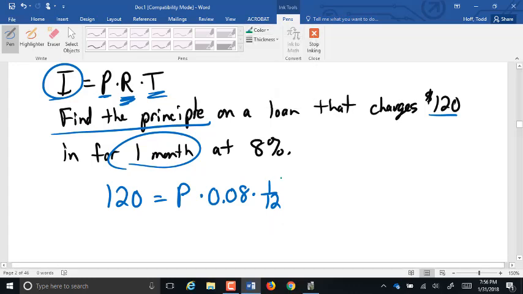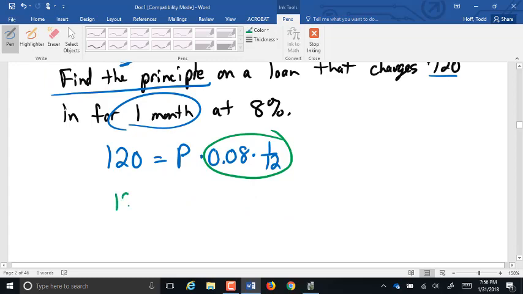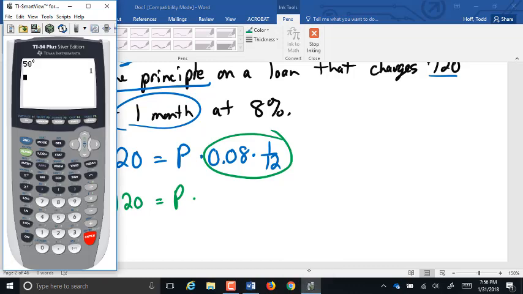So to solve this, remember our first thing we have to do is combine things that we can on one side of an equation. So the 120 won't change. This is going to be P times. Now when I put this in my calculator, 0.08 times 1/12. I don't have to use the fraction function, by the way. I can just do 0.08 times 1 divided by 12. That does the same thing. I get 0.0066666666. This rounds it off to 7 at the end, but it really is 6 going on forever, isn't it?